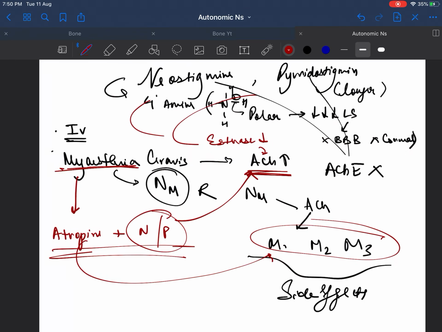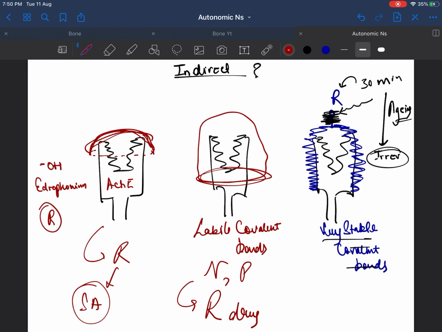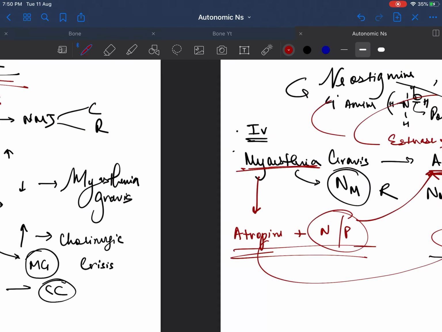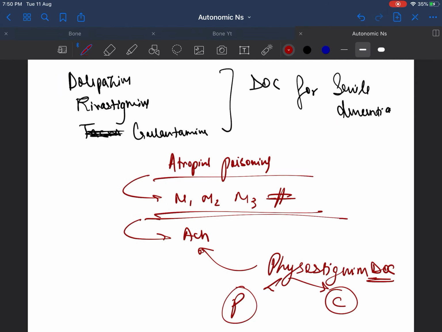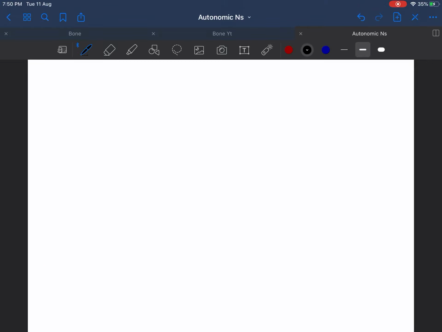Now coming to the irreversible blockers. We discussed that irreversible blockers show the process of aging. So these are not therapeutically used. These usually come up in poisoning cases. I'll just write all the names of the irreversible drugs, the irreversible inhibitors. We have the organophosphates and we have the carbamates.